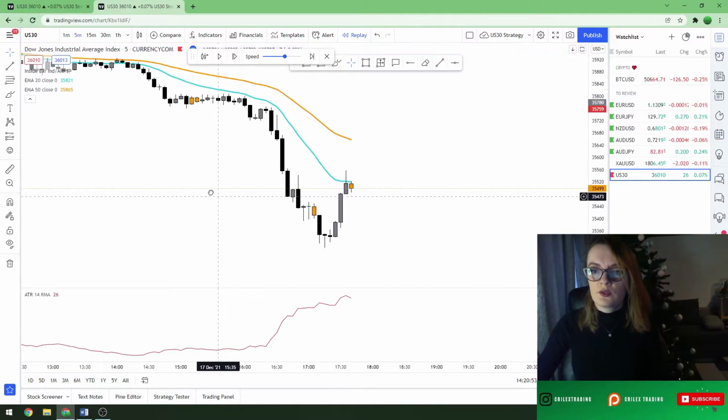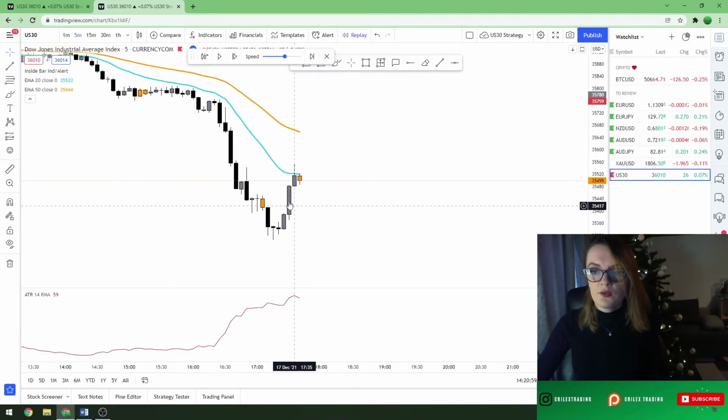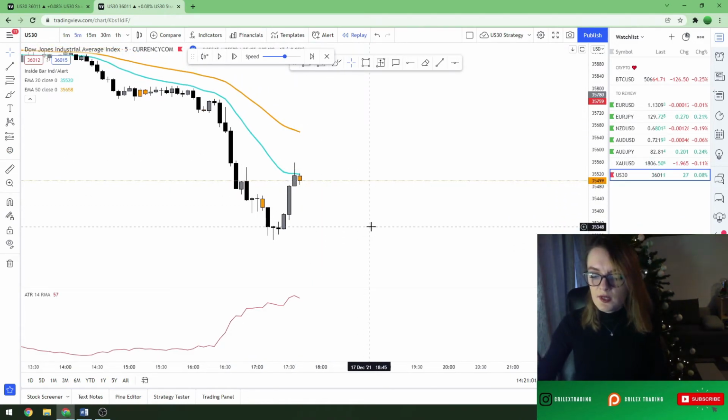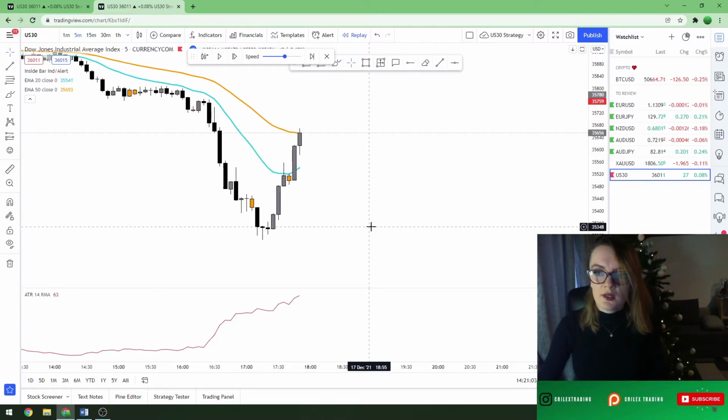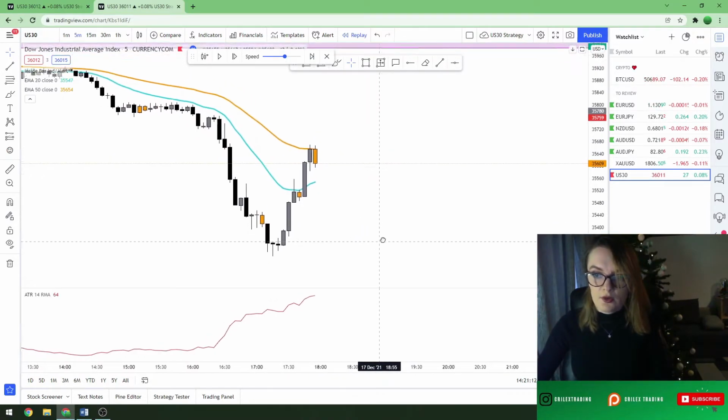Okay, going to the sell positions. Here we have to look at this EMA. So the 20 EMA is below the 50 EMA. We are waiting for the price to retest this 50 EMA, and let's see. Okay, and now we have to wait for the next candle to see if it will close below the 50 EMA, and this is the case here.